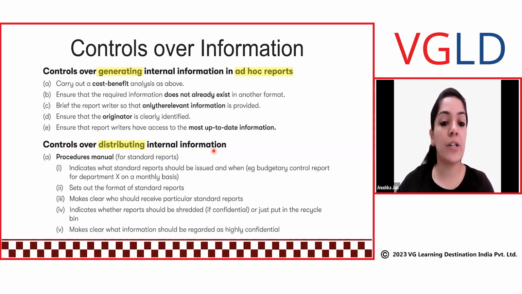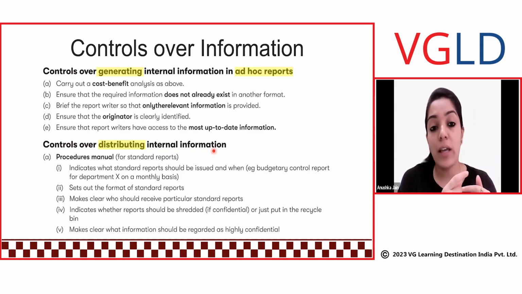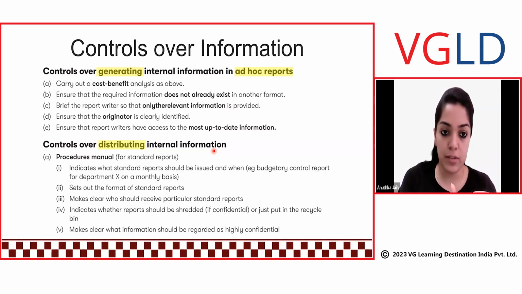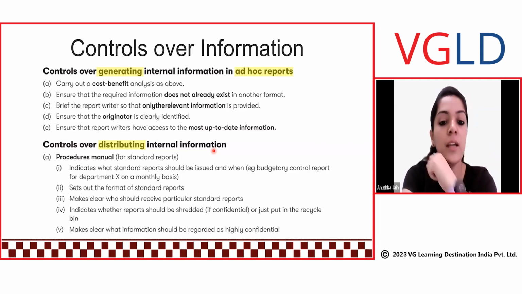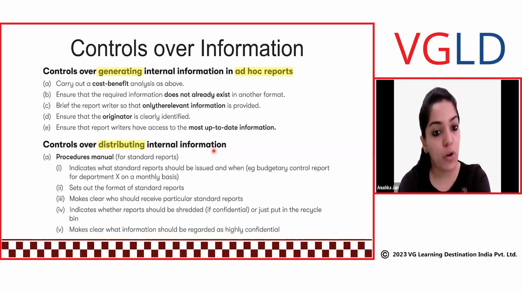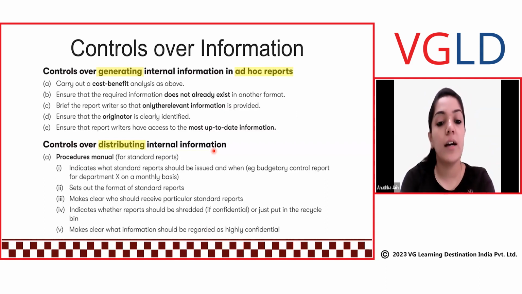Next is controls over distributing. All this while we were talking about generating the information. Now we are talking about distributing the information. Okay. So what are the controls that need to be followed? Number one, procedure manual for standard reports, like a routine report, you can say. Procedure manual indicates what standard reports should be issued and when.